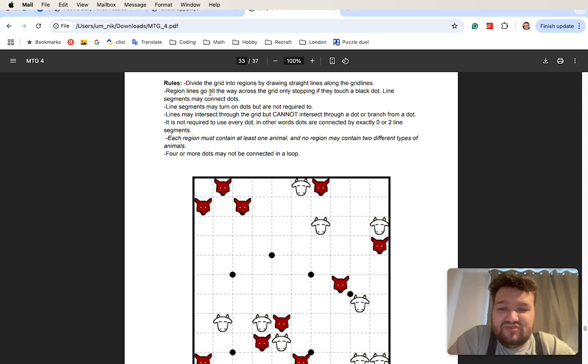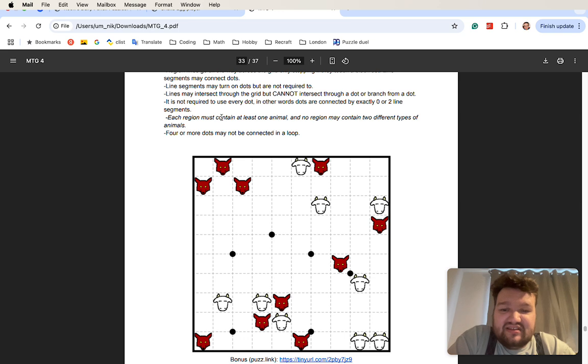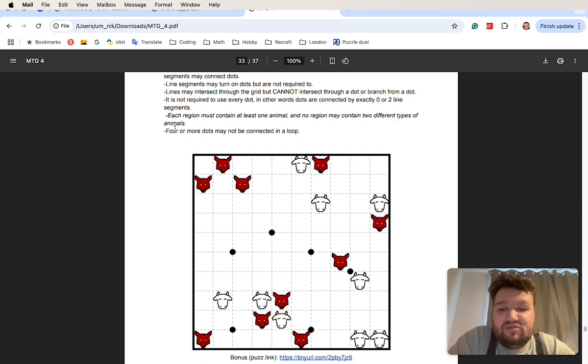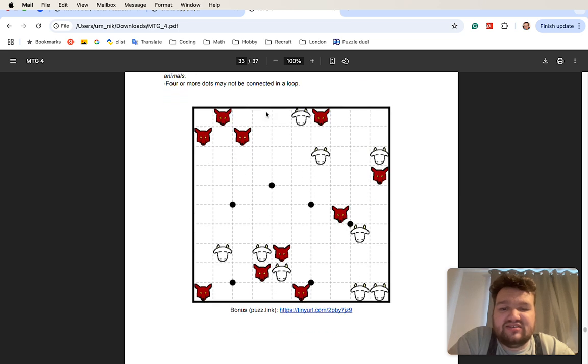So yeah, all of those rules together mean that it is not required to use every dot, so dots are connected by exactly 0 or 2 line segments. Each region must contain at least one animal, and no region may contain 2 different types of animals. So we need to separate those wolves and sheep. 4 or more dots may not be connected in a loop. So every line starts somewhere on the border, then it might turn on some dots and then finish on the border. Otherwise it will be a cycle, which is not allowed.